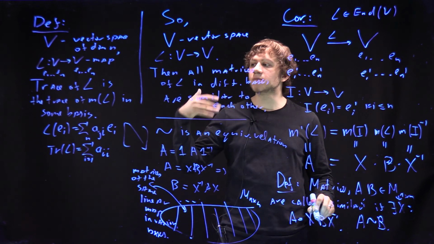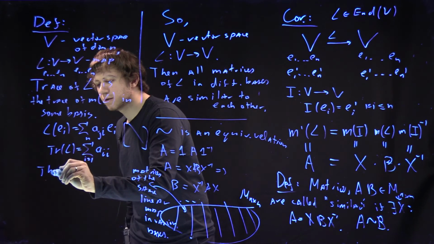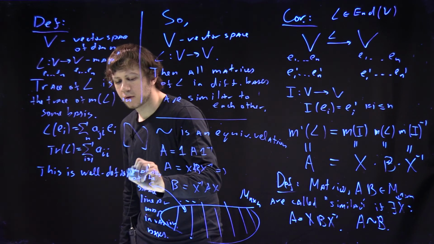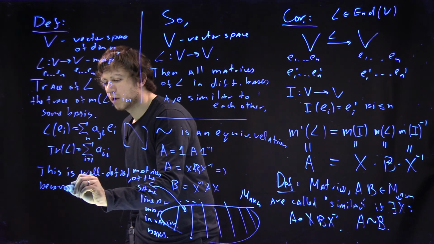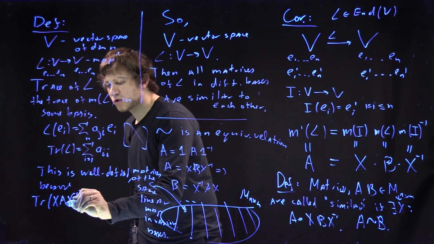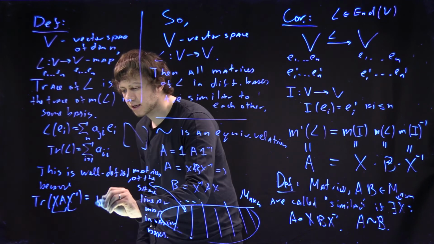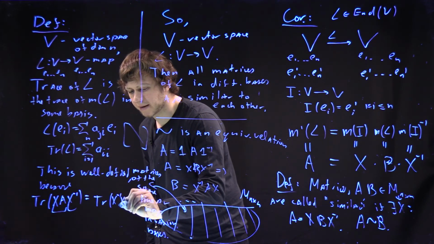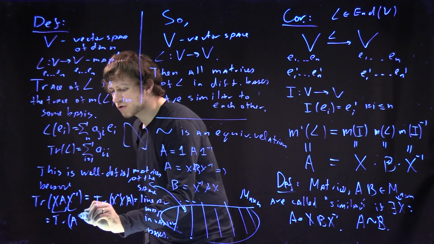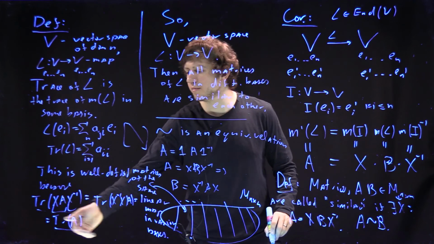Why is this thing well defined? This definition makes sense because, if you take the trace of a matrix X A X inverse, remember the trace has the property that if you change the order of two matrices, you get the same thing. It's the trace of X inverse X A, which is the same as the trace of A. So that's why the trace of a linear map does not depend on the basis. You can change the basis and you will get the same trace.